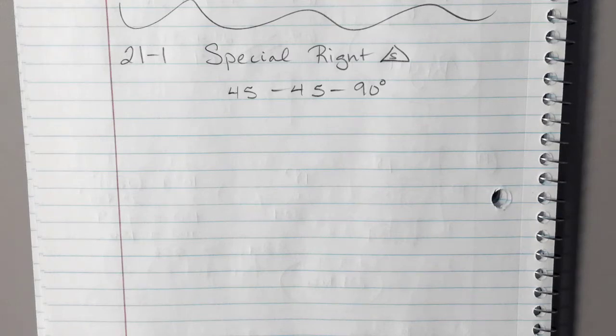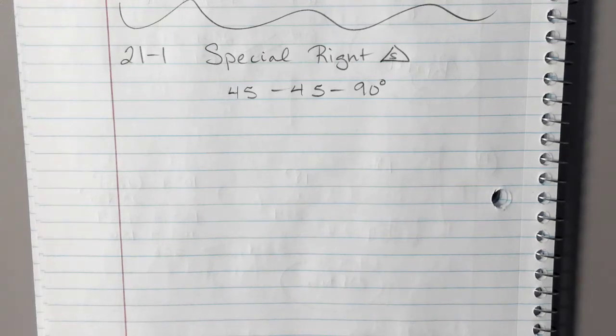Alrighty, so with special right triangles, we're going to spend at least 2 lessons today and then Monday talking about the 2 different types of special right triangles. And I anticipate review then next Thursday. So we have a particular kind of special right triangle called the 45-45-90.